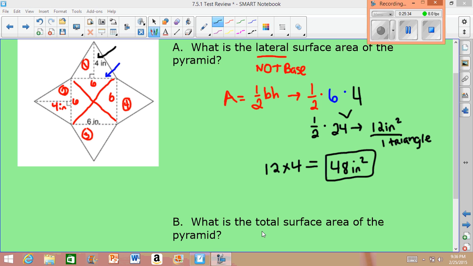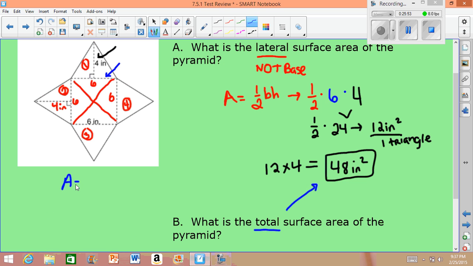So now we're going to move on to question B. This one asks for the total surface area. So when we want the total surface area, we've got most of our work done because we're going to need that 48. With the total, we have to go back and include the square. So let's do our work.